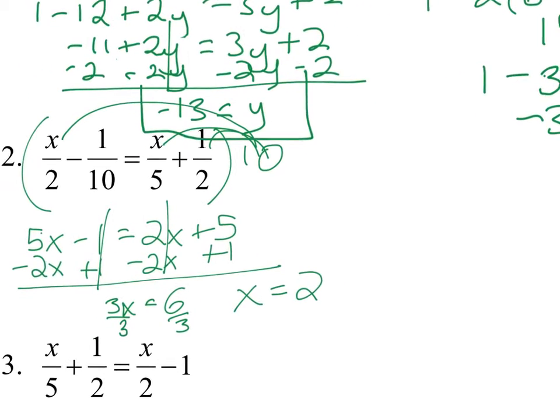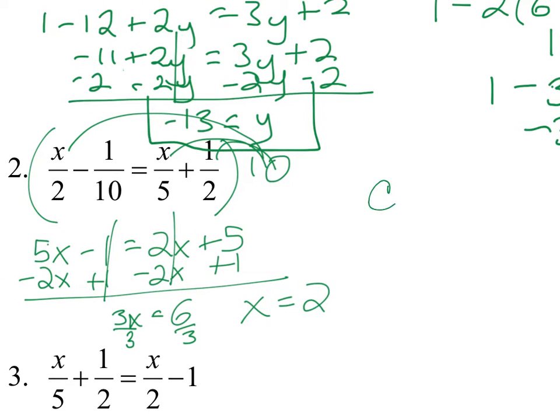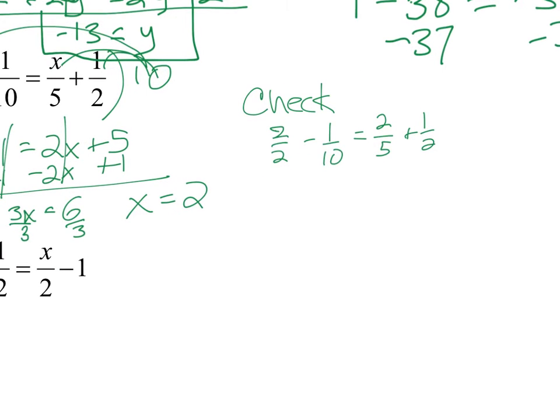All right, so now we're going to check that. 2 over 2 minus 1 over 10 equals 2 over 5 plus 1/2. Okay, so 2 over 2 is 1. So that's easy.